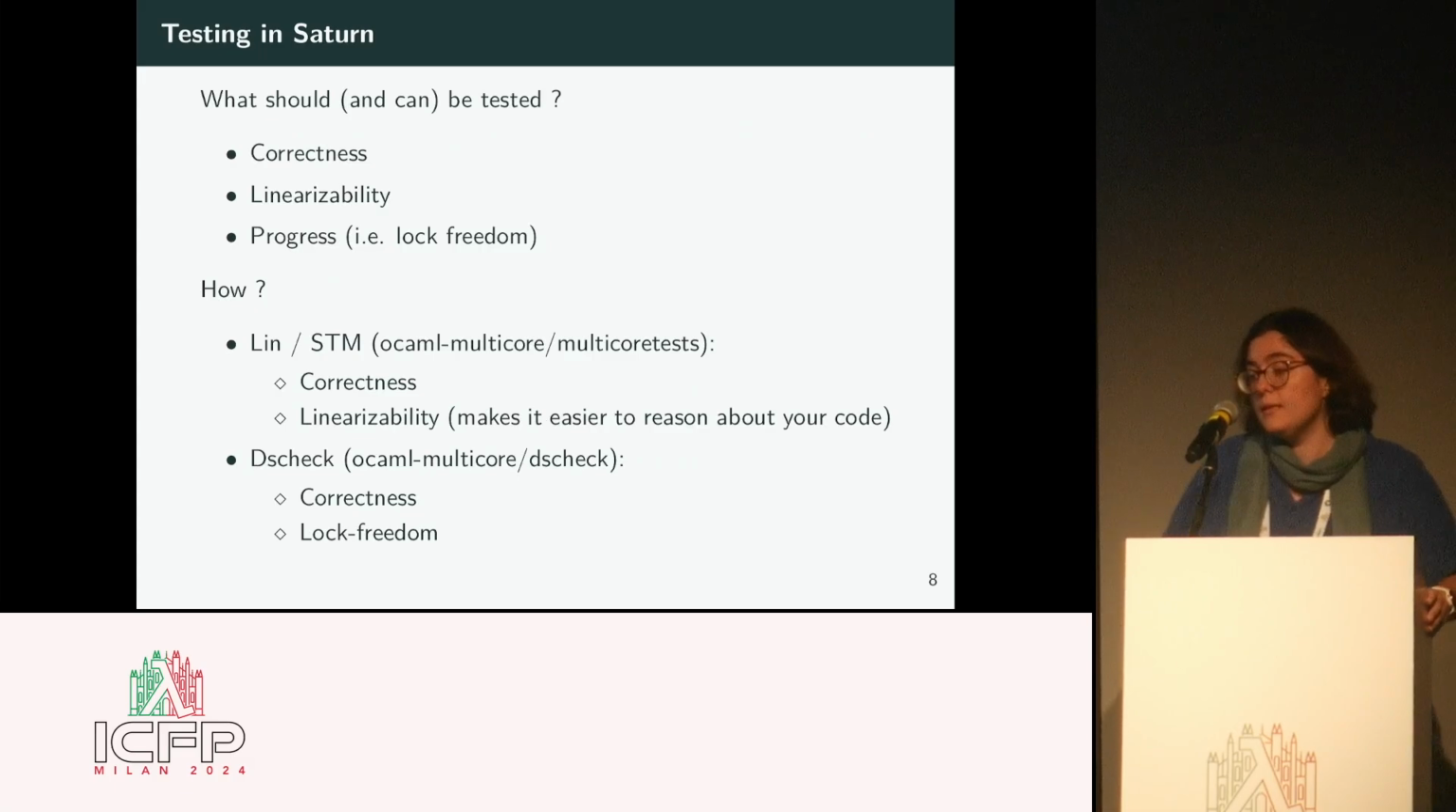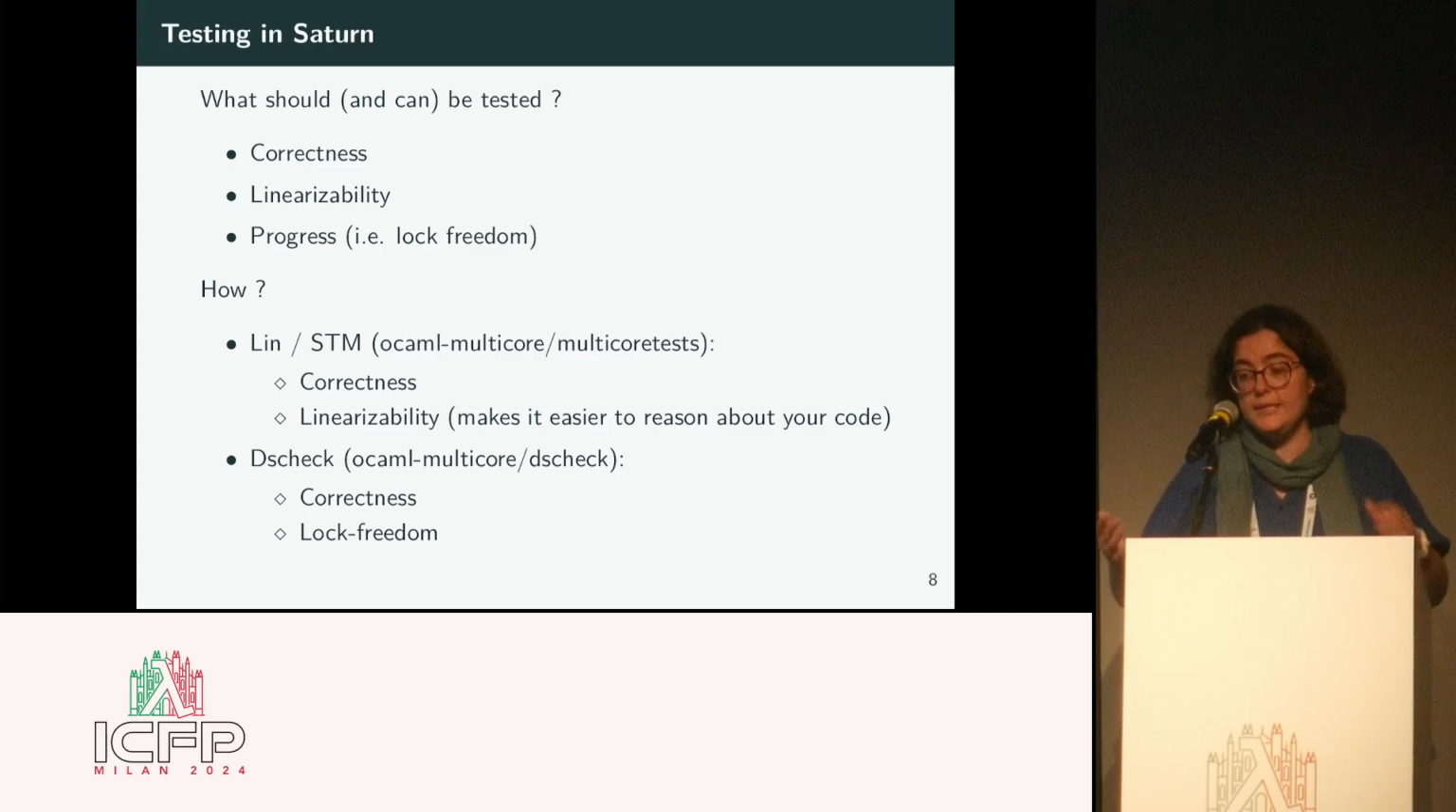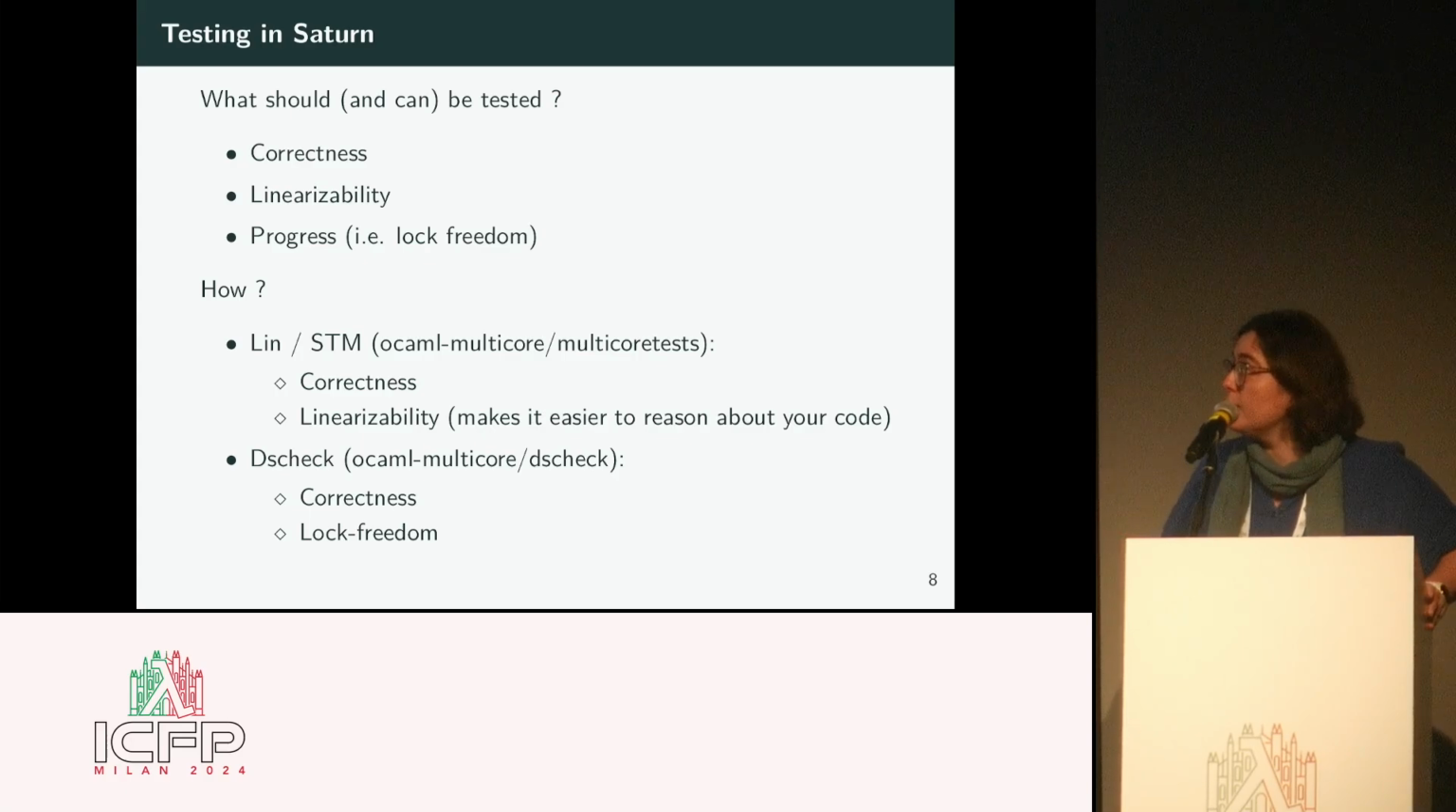I told you that our data structures are well tested. To do that, we have two main tools: Lin and STM, which you can find in the multicore-test repository. This library enables us to test for correctness and linearizability. Again, I won't go into the definition of linearizability, but Clément is going to talk about it. It's basically a property that, when you have it, makes it easier to reason about the behavior of the code. So it's a nice property to have. We have that on all of our data structures, and we check for it with STM.